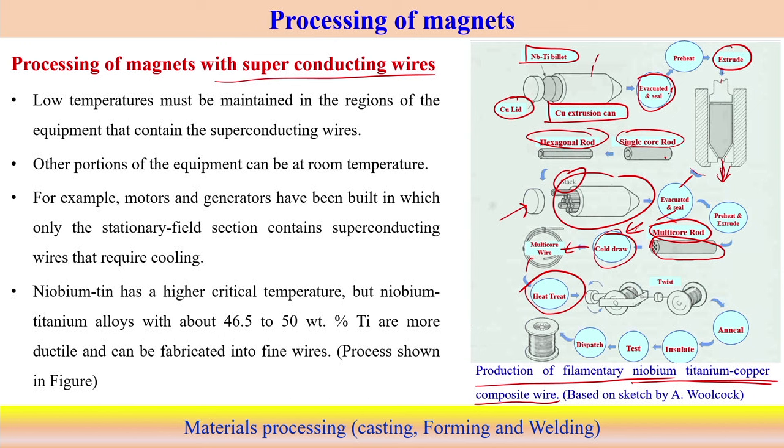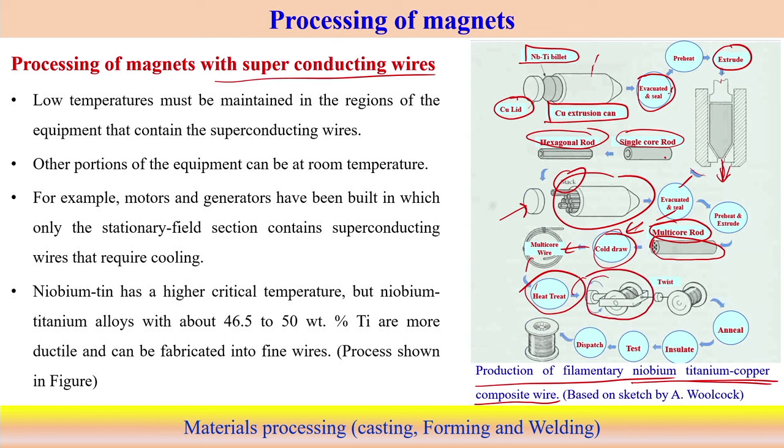We can basically modify these properties. We can also reduce the residual stress during the cold drawing operation. Through the heat treatment process, we reduce the residual stress, or we can improve certain properties also. Once it is heat treated, it is then twisted.